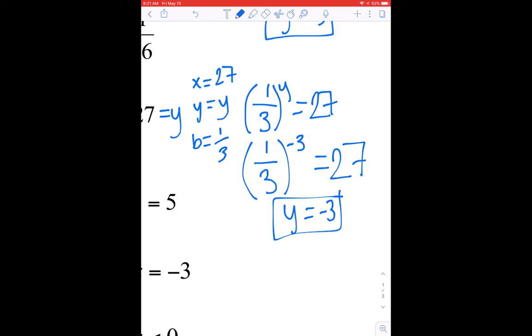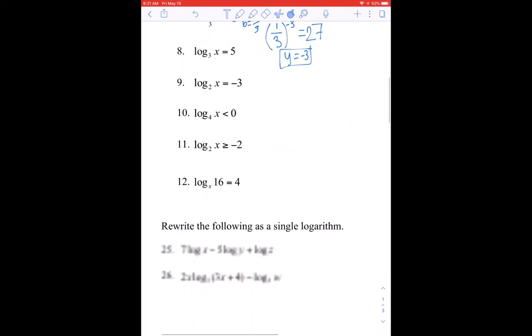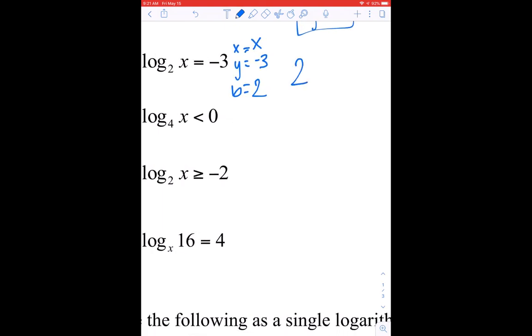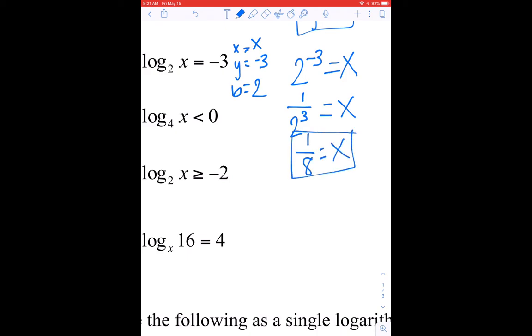Okay, I'm doing 9 and 10 on this video as well. So 9 and 10, we are going to set them up the same way. So 9 already has an equal sign on the other side. So x equals, y equals, b equals. B is 2, x is itself, y is negative 3. So I'm going to write 2 to the negative 3 equals x. And just like I know how to use these negatives, I'm going to flip it so it's 1 over 2 to the 3, because as soon as you put it on the bottom it becomes a positive, so it's 1 over 8 is x. Okay, that's your answer for that one, 1/8.